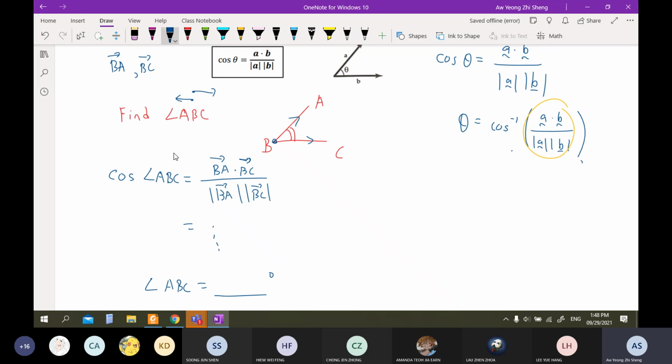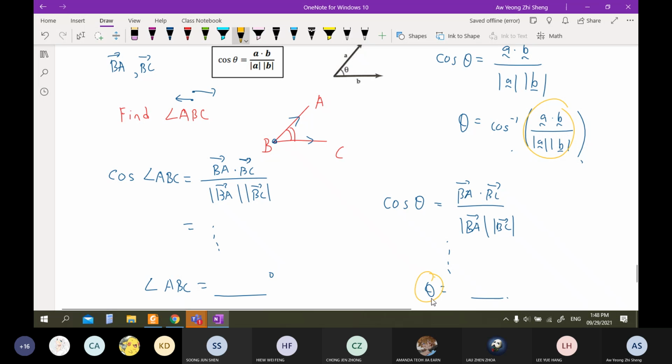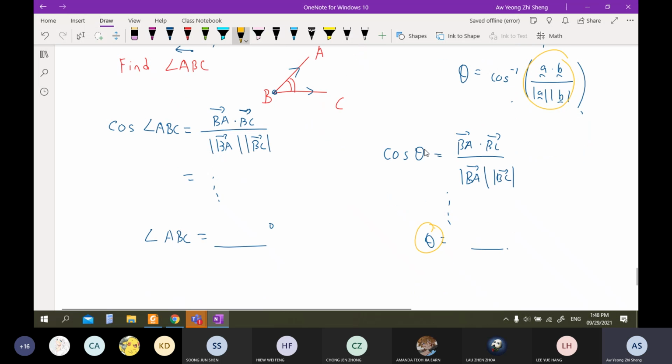Okay. If the angle already has a name, then you don't use theta. If you write cos theta equals BA dot BC divided by length of BA, length of BC, and at the end you get theta equal to something, if you don't tell me what your theta means, I will pretend that I don't know where theta is. Because in a diagram, there are so many angles that can be formed. So how can you expect the examiner to know what your theta refers to if you don't tell them clearly?